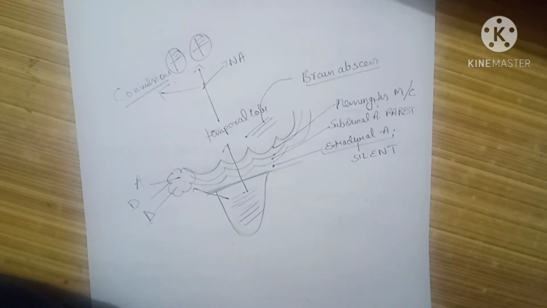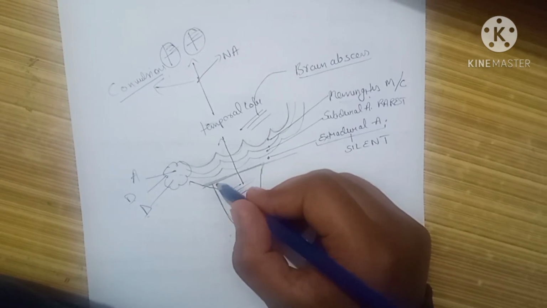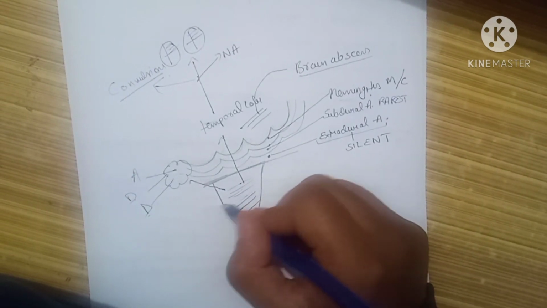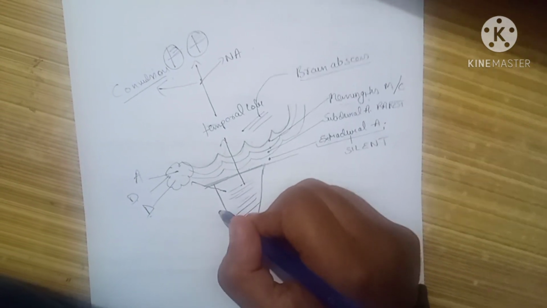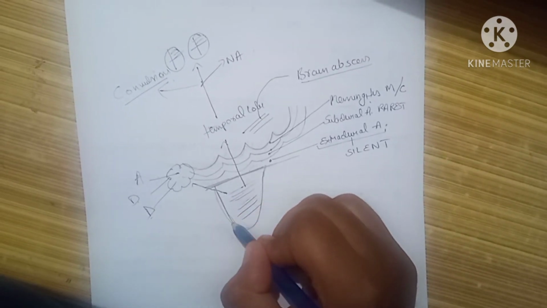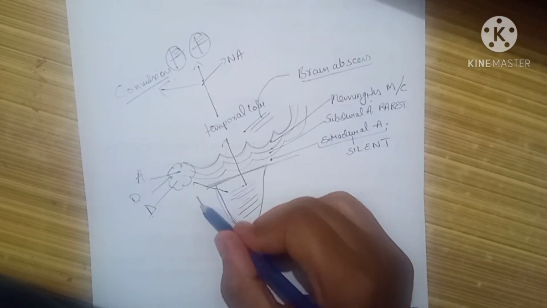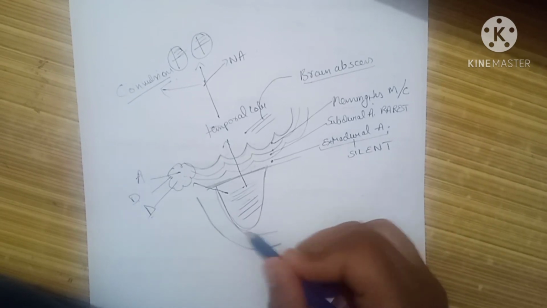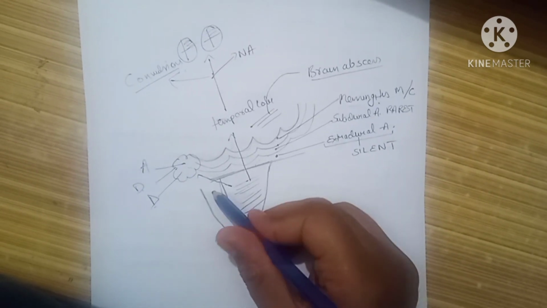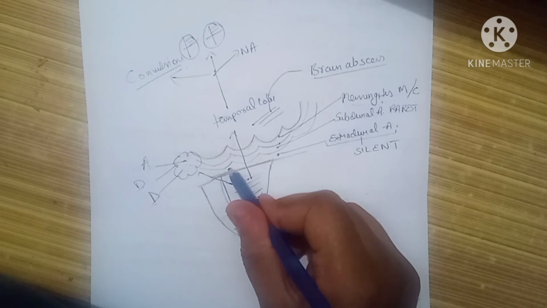Let's move further and try to understand what will happen if the erosion occurs from the posterior wall of the mastoid. As we all know, the posterior wall of the mastoid separates the mastoid cavity from the sigmoid sinus, and this is what we are trying to draw, the sigmoid sinus.